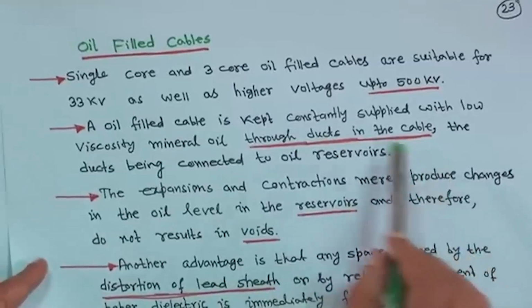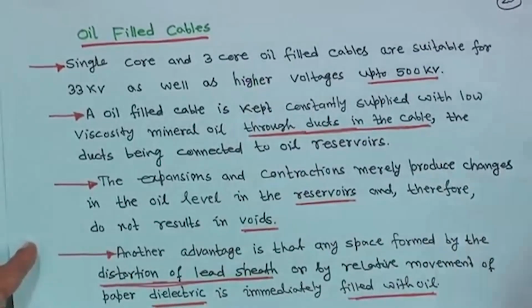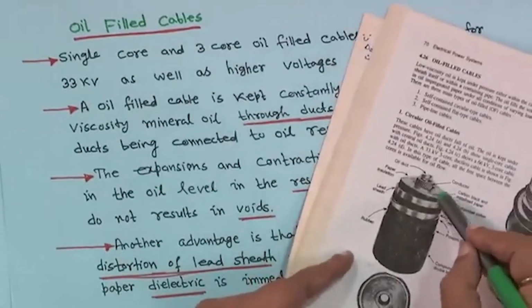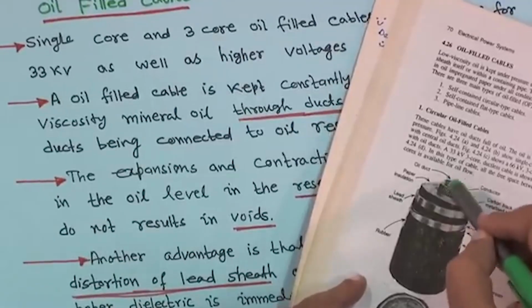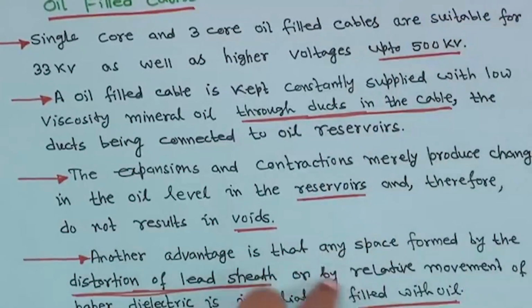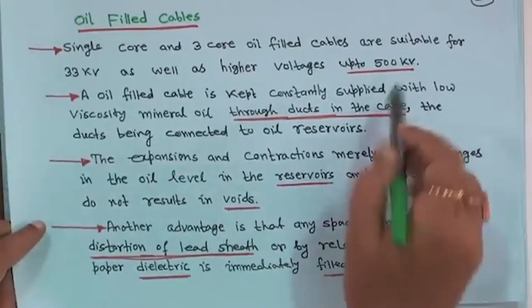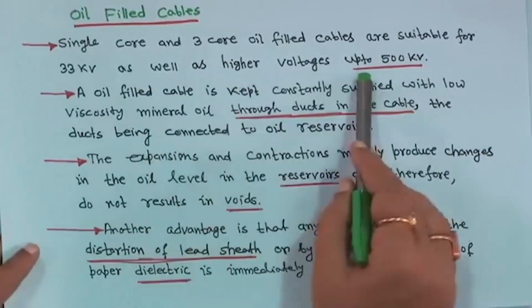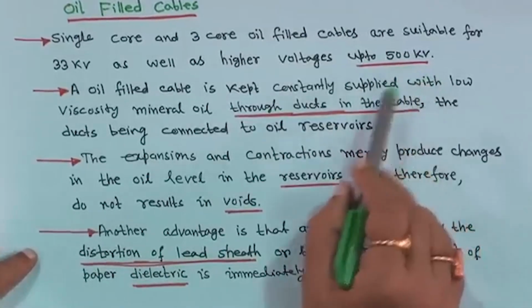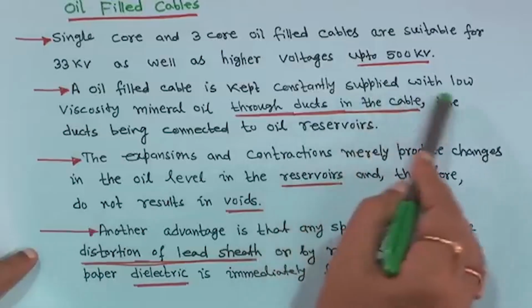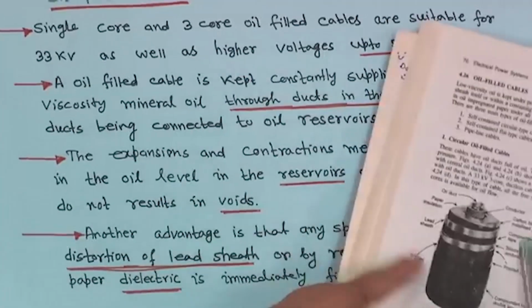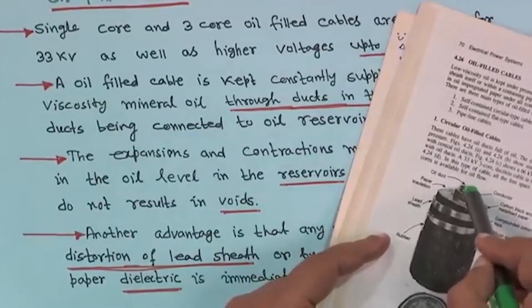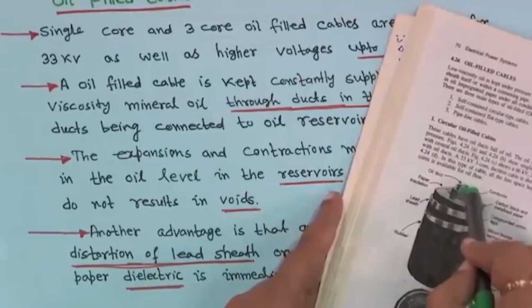For example, oil filled cables, single core and 3 core. This diagram is an oil filled cable, this is the oil duct, and if you look, the conductor is here with the oil duct. Single core and 3 core oil filled cables are suitable for 33 kV as well as higher voltages up to 500 kV. An oil filled cable is kept constantly supplied with low viscosity mineral oil through ducts in the cable. This is the duct, and through this duct the oil flow has to be maintained.